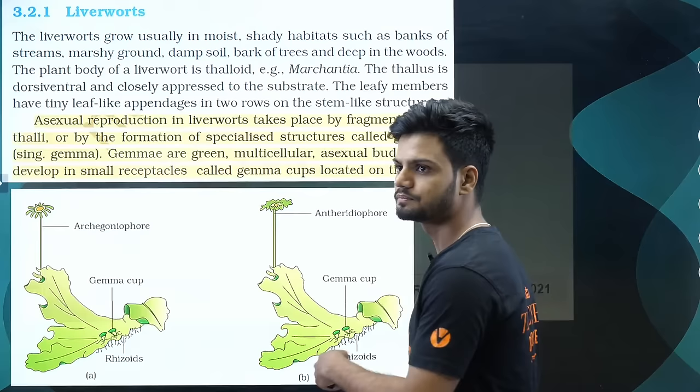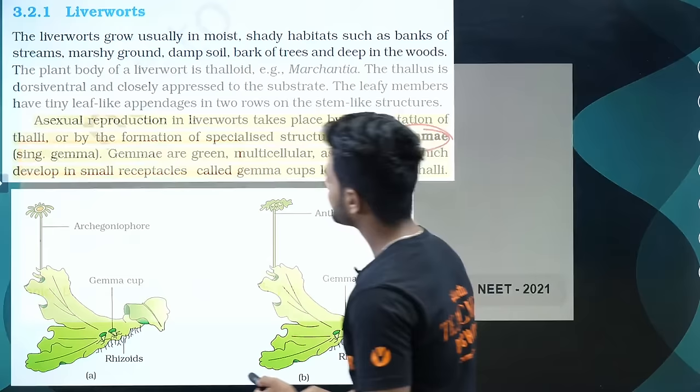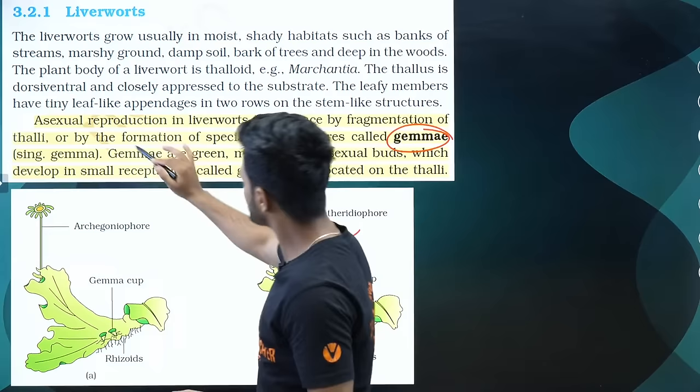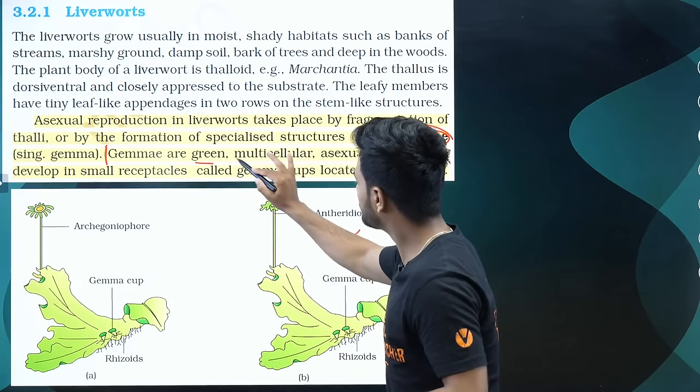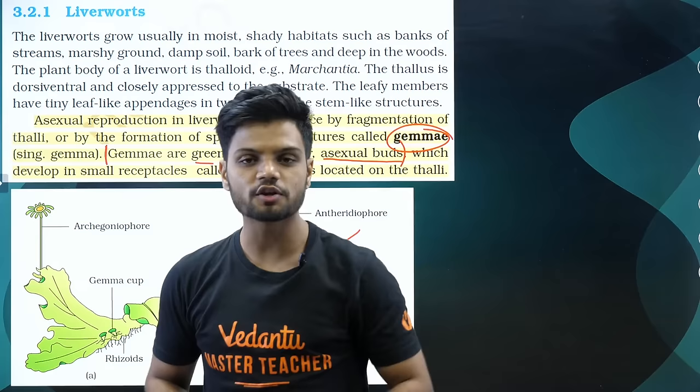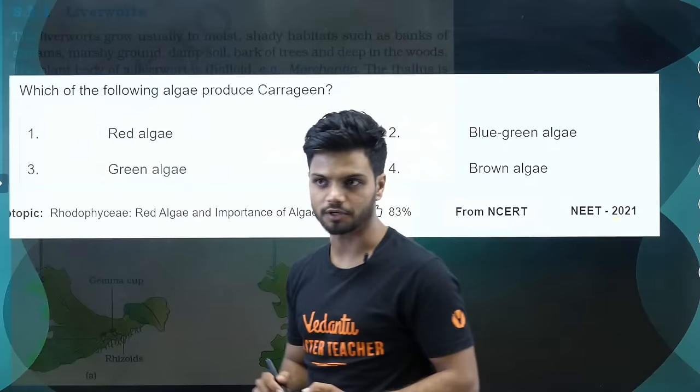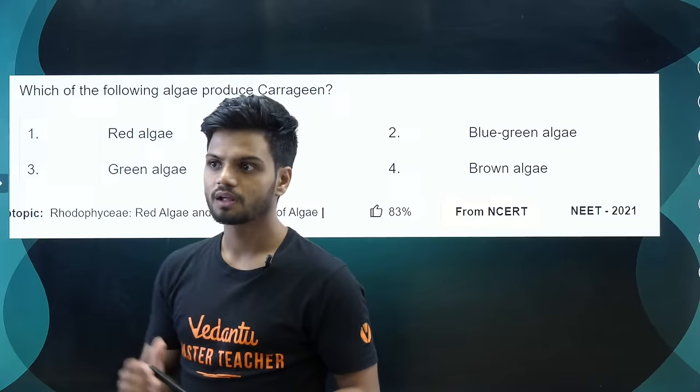See here, Gemmae are present in the Gemmae cup in some liverworts, and Marchantia is the example. Clear? Now, what is Gemmae? They can ask you a question. Gemmae are green, multicellular, asexual buds. This is a very important definition of Gemmae. Clear? Next question, all of you.